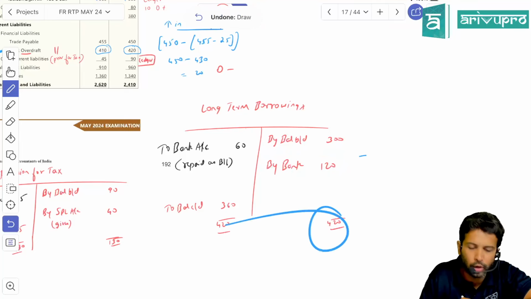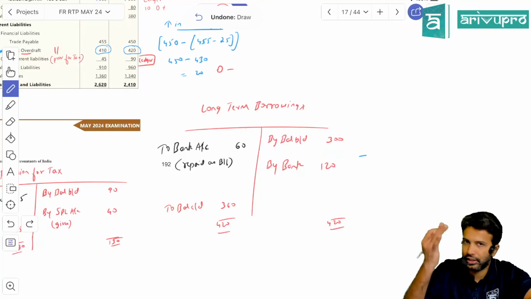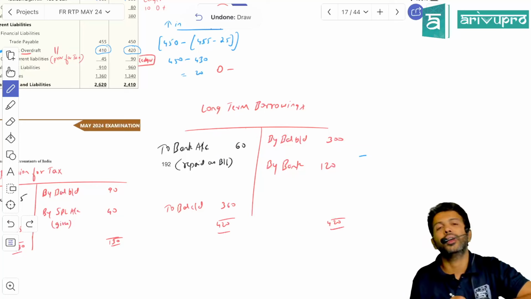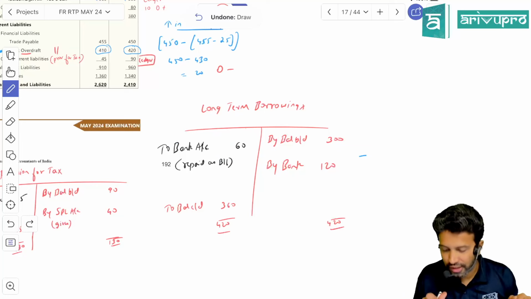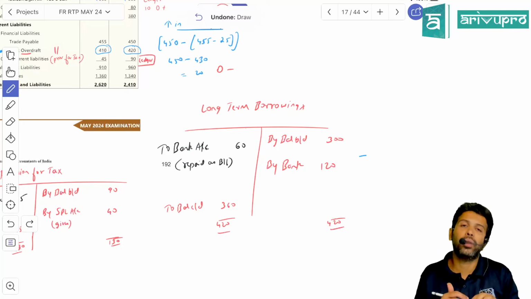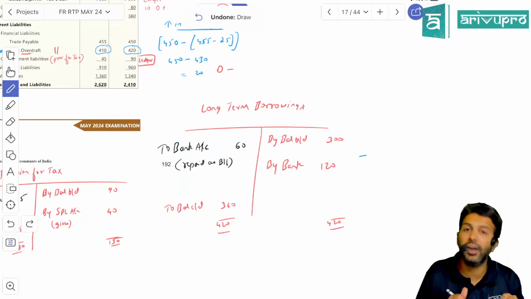So this side total is 420. This side also should be 420. It is not matching. You're getting a balancing figure. So 60. It's coming on the debit side. So that means this is loan repaid. So in the current year, we have some loan taken also, loan repaid also. That's the reason we prepared this particular ledger.